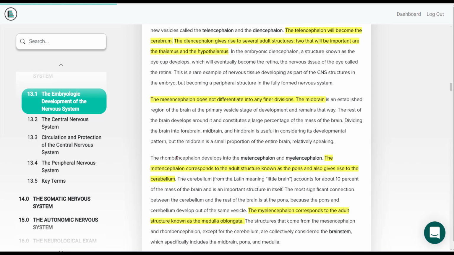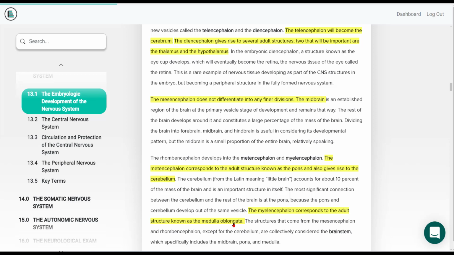And then finally, that rhombencephalon that we saw develops into two other areas, the metencephalon and the myelencephalon. Now, I know these look really, really similar to each other, and they are. The metencephalon goes on to become the pons and the cerebellum. Again, we'll label these and learn about the pons and the cerebellum. And finally, the myelencephalon goes on to become the medulla oblongata. Okay, the medulla oblongata. So this is not perhaps making much sense to you yet, but it will.